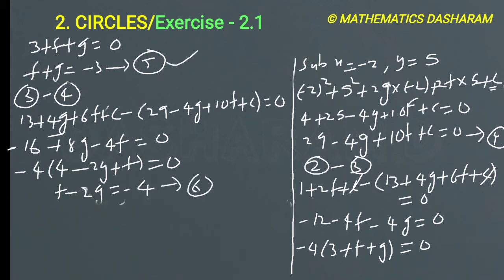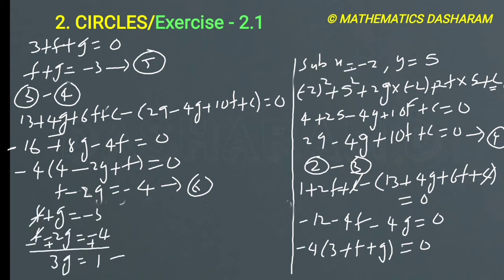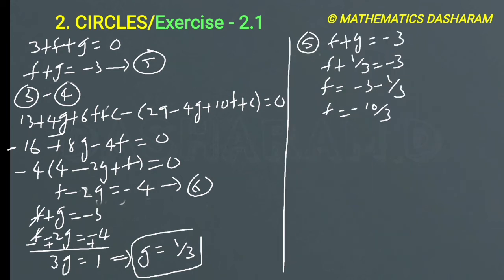So observe equations 5 and 6, they have the same variables f and g. Now use the elimination method to find the f and g values. You already learned the elimination method in the 10th class. So from this, g equals 1 by 3. So substitute this g value in either equation 5 or equation 6. So the f value is minus 10 by 3. Substitute this f value in equation 2.